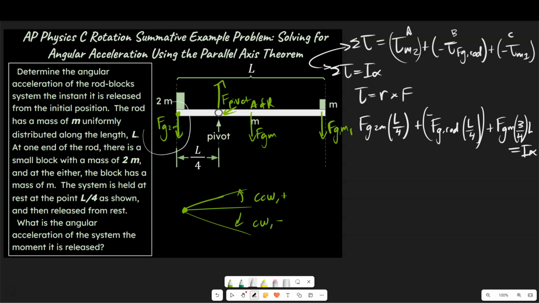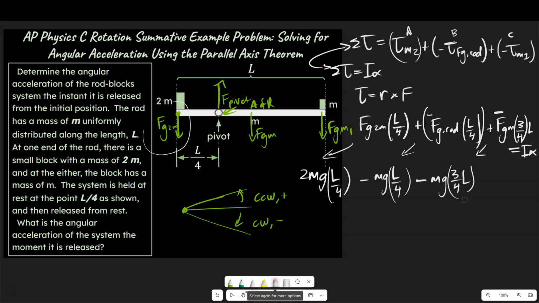Okay, now we can clarify with a little more detail what these things mean and break it down even further. So the force due to gravity for 2m, let's think about that. That would be 2mg times L over 4, that's our first term, minus force due to gravity of the rod. Well, the rod is just mg, that's our force due to gravity for the rod, right? Times L over 4. And the last one, oh, this needs to be negative, again, for the 1m, of course. And you could say, well, what's the torque here? Well, that would be mg times 3/4 L, and that's going to be the r vector here. And all of that is equal to I times alpha.